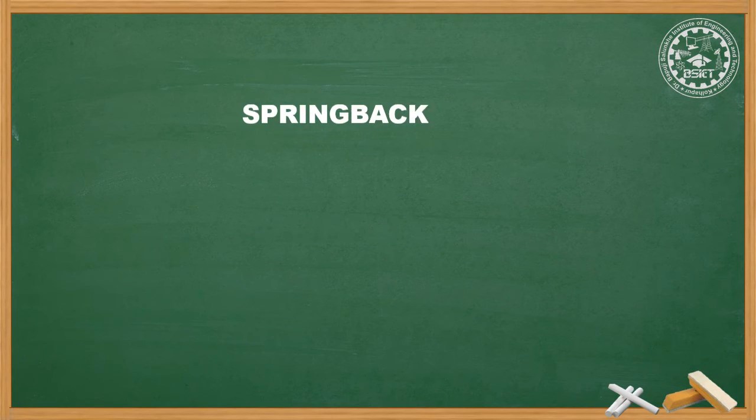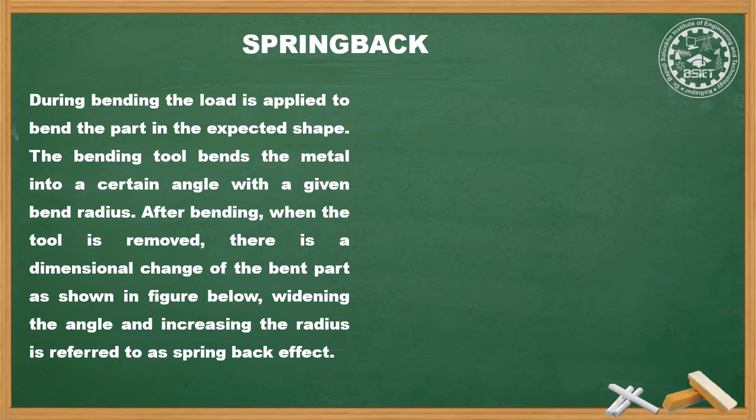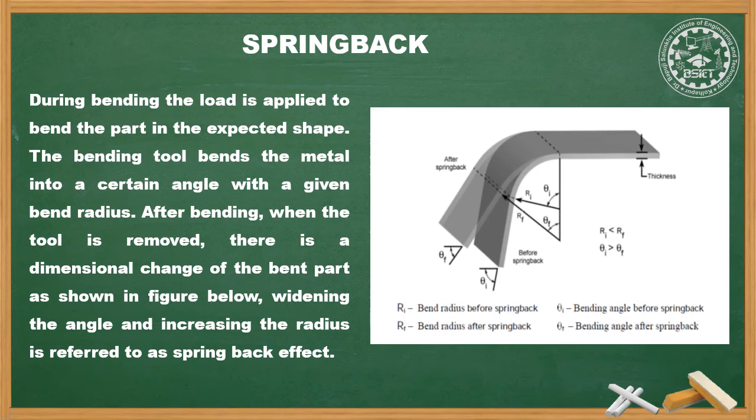Next point is spring back. During bending, the load is applied to bend the part in the expected shape. The bending tool bends metal into a certain angle with a given bend radius. After bending, when the tool is removed, there is a dimensional change of the bent part as shown in the figure aside. Widening of the angle and increasing of the radius is referred to as the spring back effect.